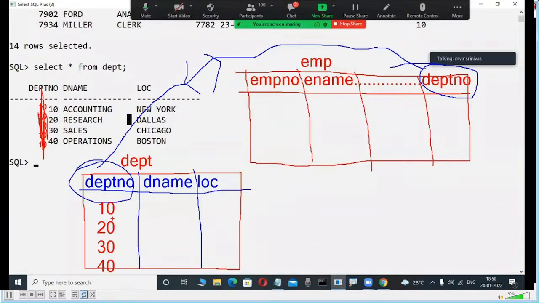20, 20, 20 not there means 10, 10, 10, 20, 20 is duplicate data. Duplicate data is not available in a column. Yes, that column is a primary key in a relational data model. Observe here, primary key. What is a primary key?